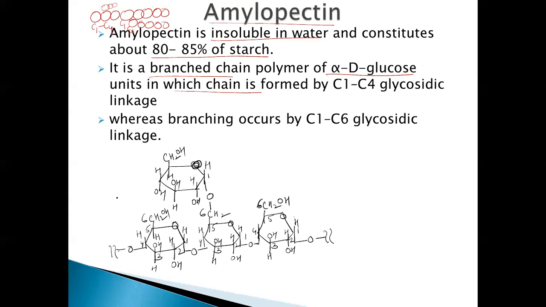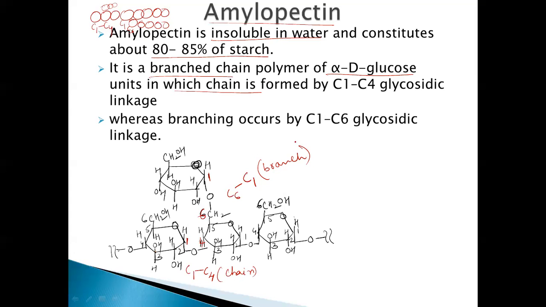Right. So as we can see here, whenever there is a branching, which carbon atoms are linked? The first carbon atom and the sixth carbon atom of the next glucose. And whenever there is a straight chain, the first one and the fourth one. So C1, C4 for straight chain, C1, C6 for branching. Whenever there is a branch, we see C1, 6. Whenever there is a straight chain, we see C1, C4. So this is the structure of amylopectin.